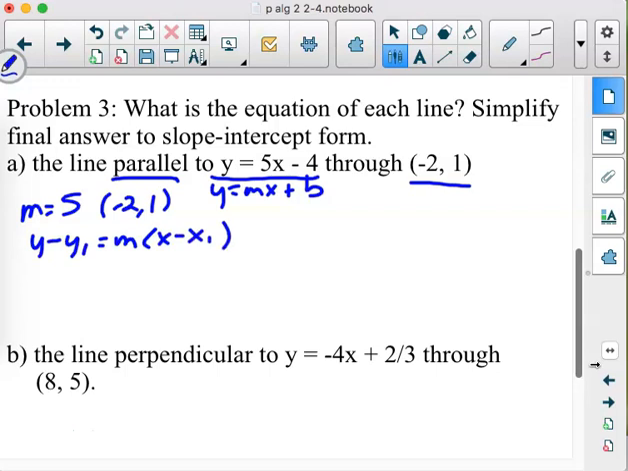y minus y sub 1 equals m times the quantity x minus x sub 1. So now I just have to put stuff in the right spots. Jaden, what am I going to put in for y sub 1? There's x sub 1 and y sub 1. I need to know what to put in for m. Jordan, what should I put in for m?